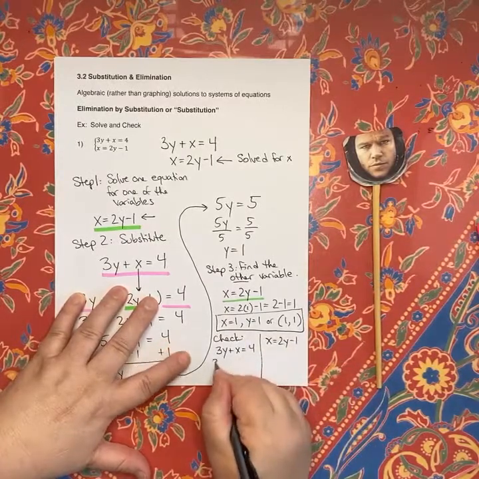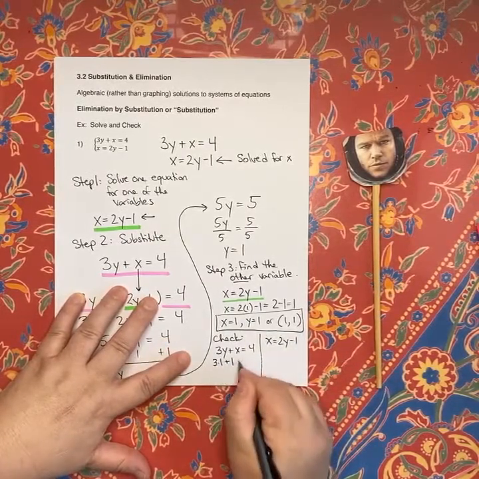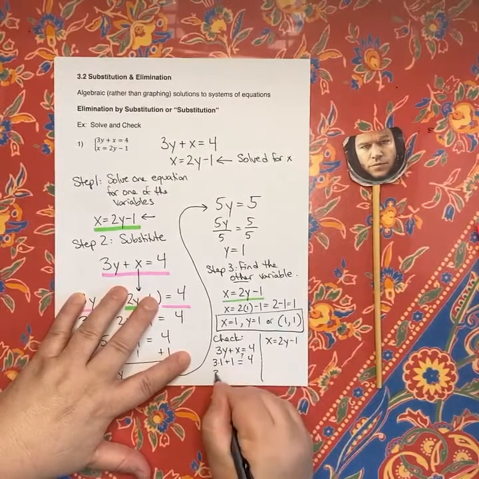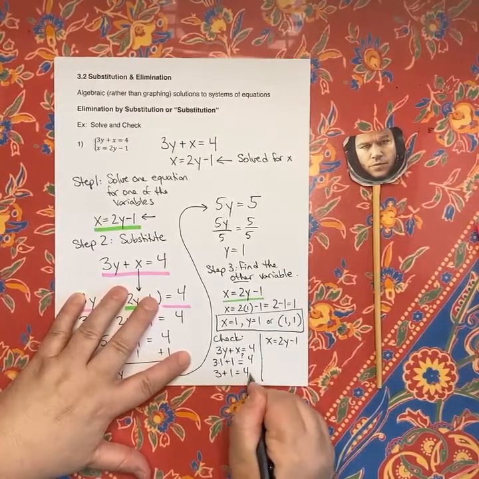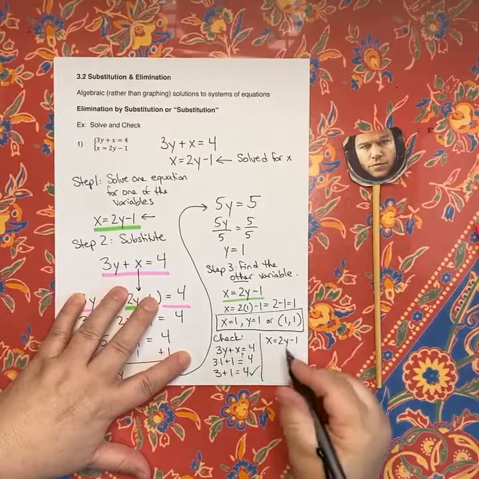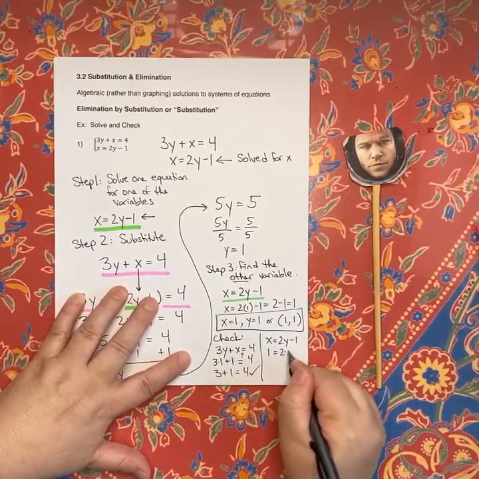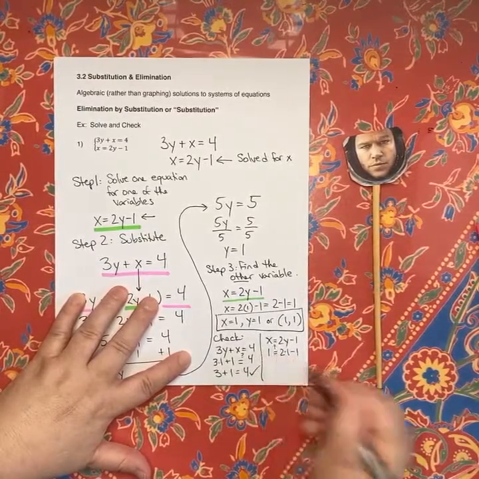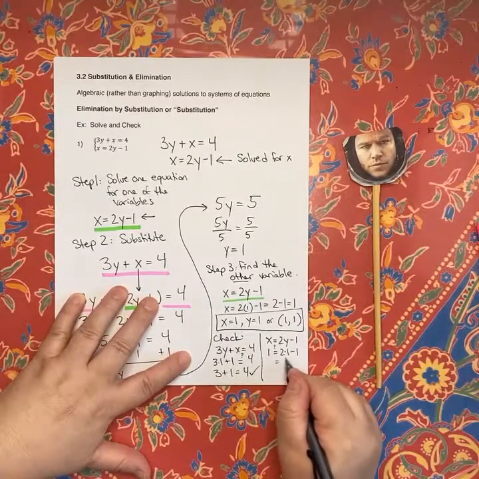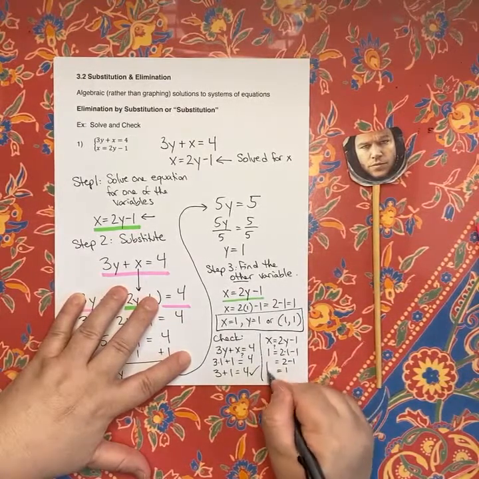So over here, I've got 3 times 1 plus 1. Is that equal to 4? And yes, it is. 3 plus 1 equals 4. Woohoo! Okay, how about 1? Is that equal to 2 times 1 minus 1? Yes, it is, because this is 2 minus 1, which is 1.